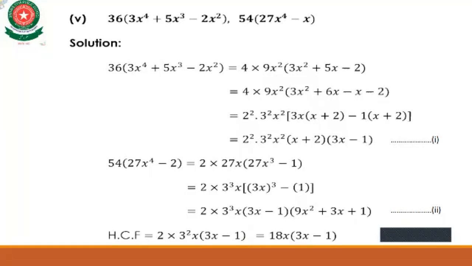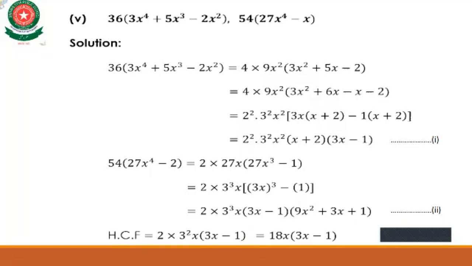You can write 4 as 2 square, and 9 as 3 square. So 2 square into 3 square into x square. The common factor is x plus 2. Taking common x plus 2, the remaining will be 3x minus 1. That is our first factor.